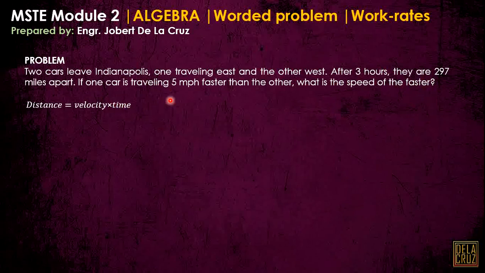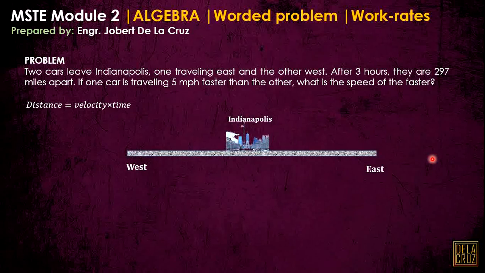If one car is traveling 5 mph faster than the other, what is the speed of the faster car? Okay, so let's assume this is Indianapolis and this is the east and west. So two cars leave, one going east and the other going west. Okay, so let's have this car A and car B. So they run in opposite directions.